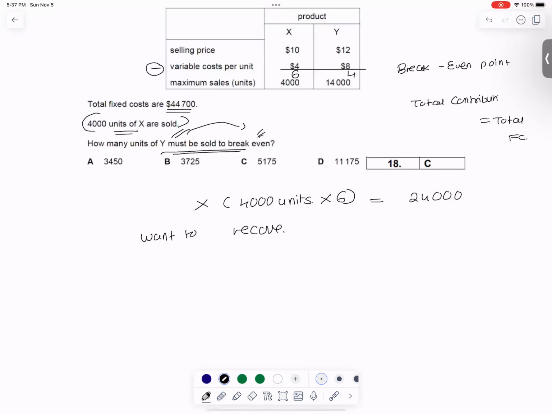You want to break even, so you want to recover a total fixed cost of 44,700. You are selling 4,000 units of X and already recovering 24,000. So now you still have to recover how much?